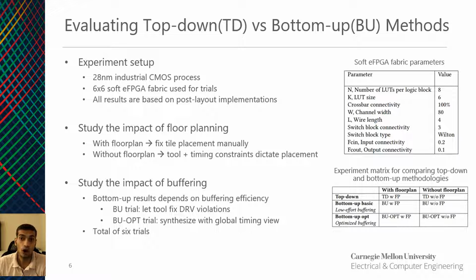In the BU opt trial, we synthesize the design with a global timing view to insert the required buffers. We then place and route the fabric without the global timing view, similar to the bottom-up approach. This is representative of a fairly optimized buffering strategy. In total, we implement 6 trials to compare the two approaches as shown in the experimental matrix on the right. Now, let's take a look at the results.